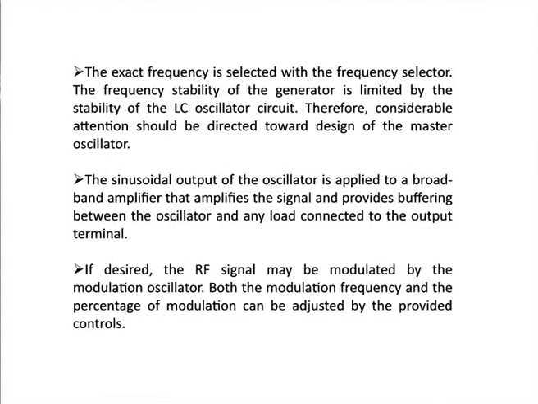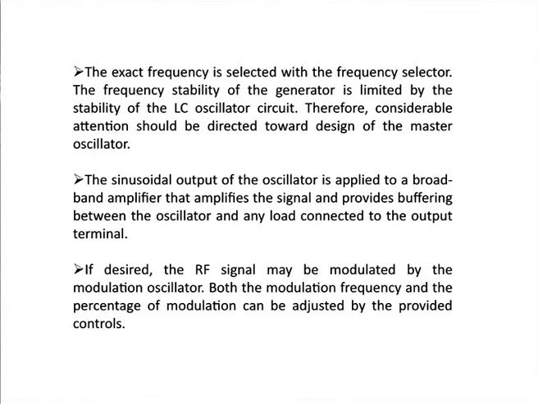The exact frequency is selected with the frequency selector circuit of the oscillator. The frequency stability of this generator is limited by the stability of the LC oscillator circuit. Therefore, considerable attention should be directed towards the designing of this master oscillator. This master LC oscillator should have good stability, because its stability will decide the stability of the whole RF generator. The sinusoidal output of the oscillator is then applied to the broadband amplifier that amplifies the signal and provides buffering between the oscillator and any load. So, any type of loading effect is eliminated by the use of the broadband amplifier.